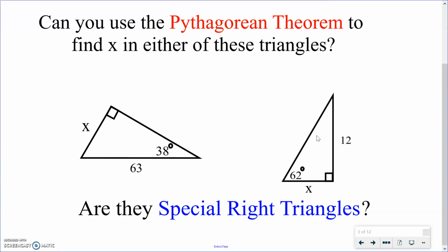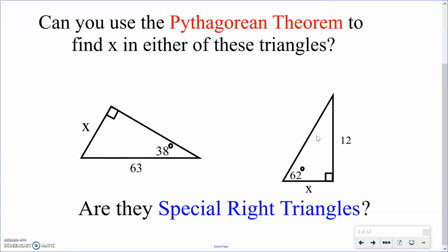Yesterday we introduced right triangle trigonometry and the ratios sine, cosine, and tangent. Today we're going to talk about how you can use those to solve for missing parts and pieces of triangles. So, first thing is we're looking at these two triangles, and can the Pythagorean theorem be used to find the missing sides of either of them? And the answer is no, and they're not special right triangles either.